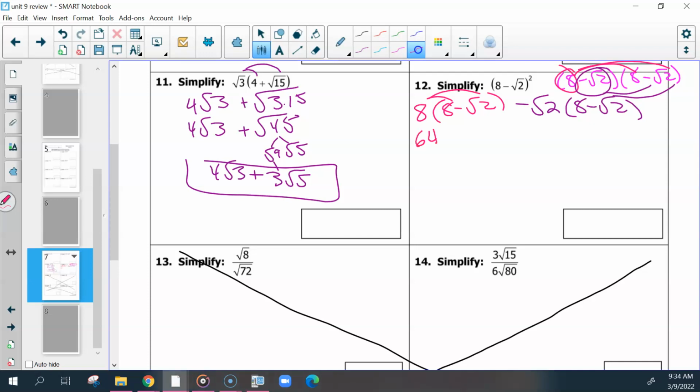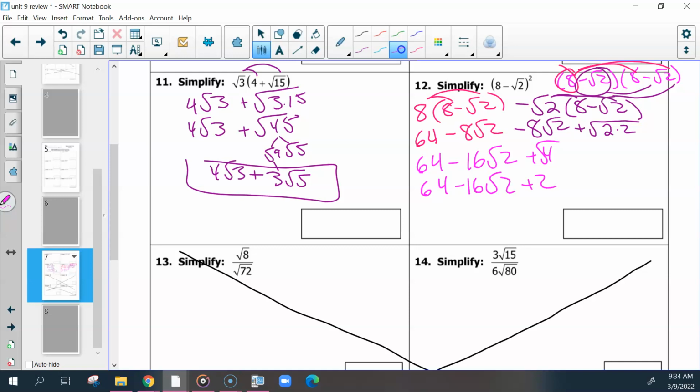8 times 8 would give us 64. 8 times negative 2 would give us negative 8 times the square root of 2. And then distribute to the second. Negative square root of 2 times 8 would be negative 8 times the square root of 2. Negative square root of 2 times negative square root of 2 would be positive square root of 2 times 2. And then simplify. 64. If you want to combine these two now, you can do that. And then the square root of 4 would be 2. Combining our like terms, 64 plus 2 would be 66.